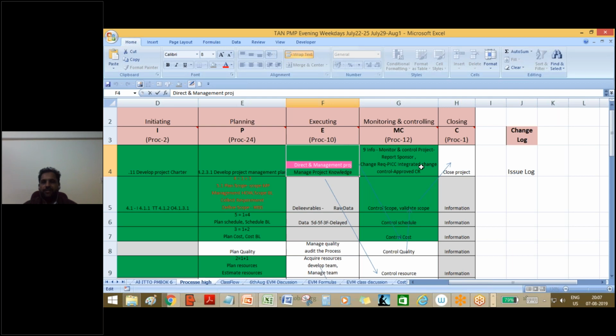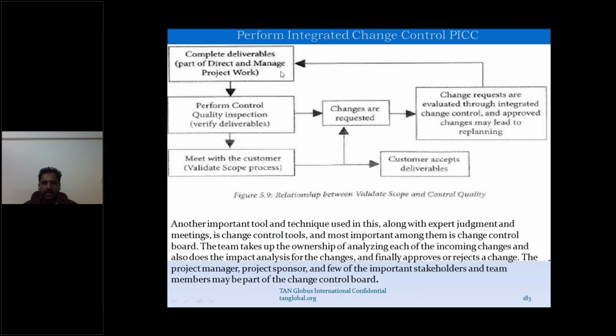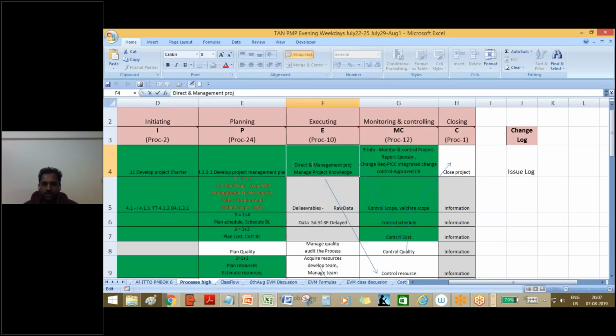Original scope was 500 features. We are getting it done in this process, correct? Now if 100 more features have got added, who will do it? This process only will do it, correct? So with this figure, you have to think about the inputs of this process. Approved change request also is an input, correct? The original 500 features are getting done in direct and manage project work, and the extra 100 features also are getting done in direct and manage project work, correct?